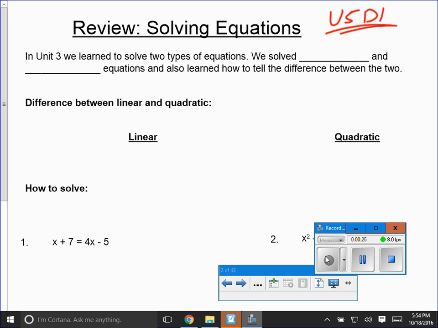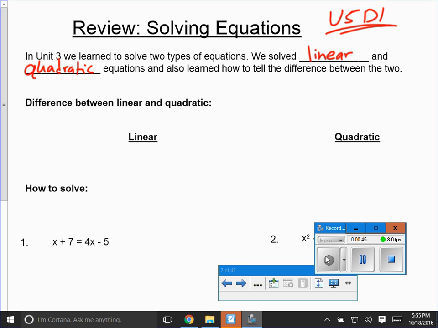So what we did in Unit 3 is we learned how to solve linear, and learned how to solve quadratic equations. There were two different processes that we use to solve those two, so it's important that we can tell the difference between them and also know the different processes.